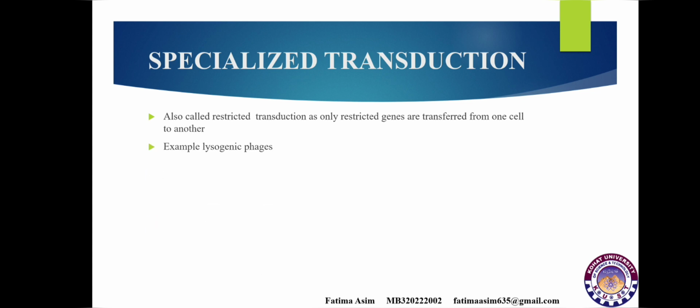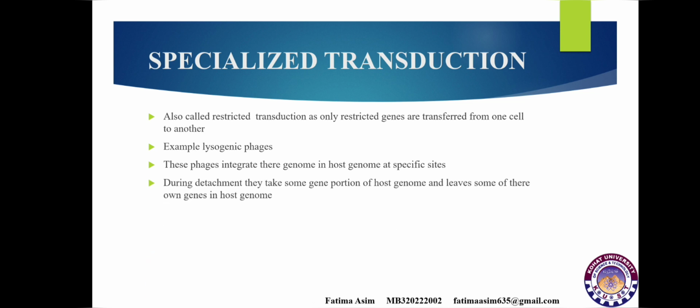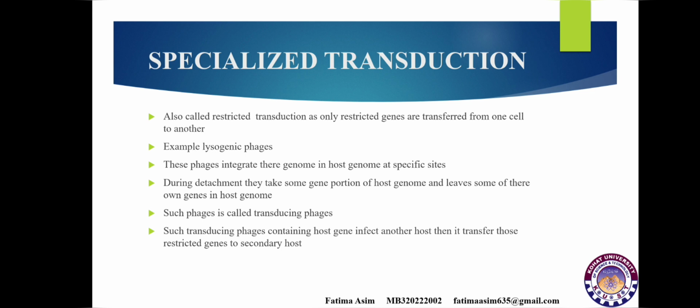Specialized transduction, which is also known as restricted transduction, is where only restricted genes are transferred from one cell to another. Example, lysogenic phages. These phages integrate their genome into the host genome at a specific site. During detachment, they take some portion of the host genome and leave some of their own genes in the host genome. Such phages are called transducing phages. These phages containing host genes infect another host, and then transfer those restricted genes to the secondary host.